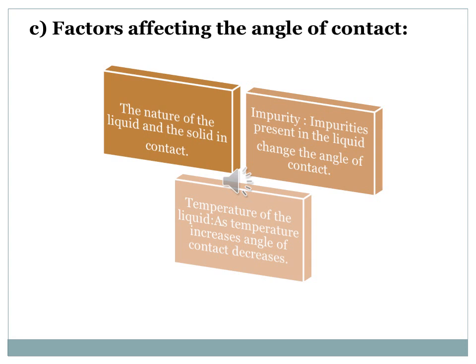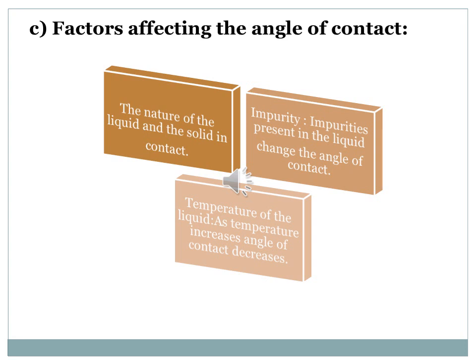And the third case is completely insoluble material. When we add a completely insoluble impurity inside water, it again affects the force of cohesion and adhesion, which will directly affect the angle of contact. So this is the factor which affects the angle of contact, which is impurity. First we have seen the nature of liquid and solid in contact, and second is impurity, which is of three types: soluble, partly soluble, and completely insoluble. Alright.